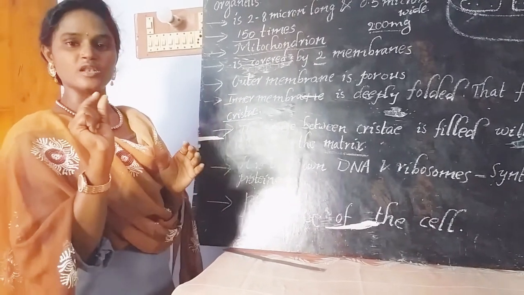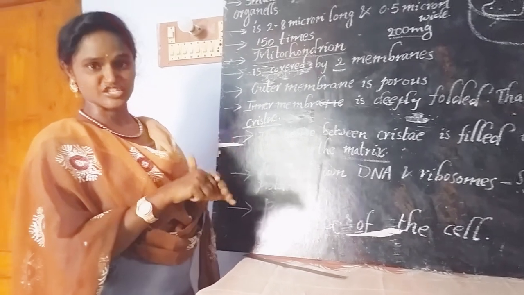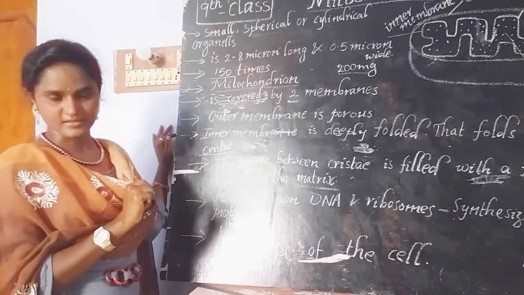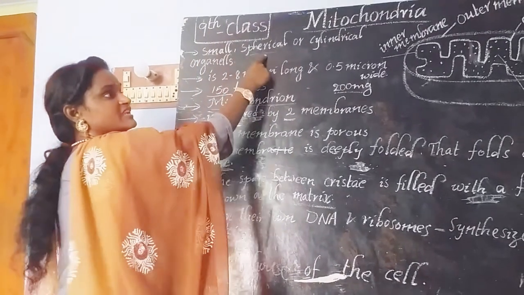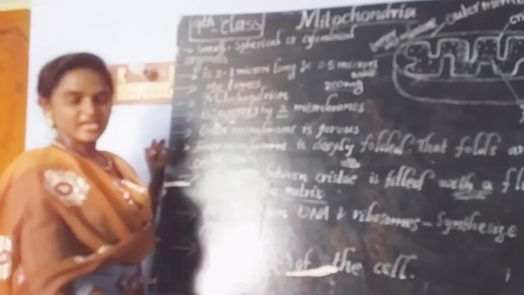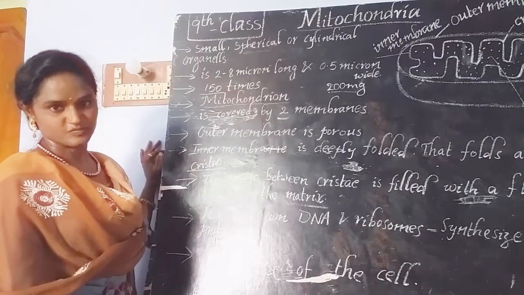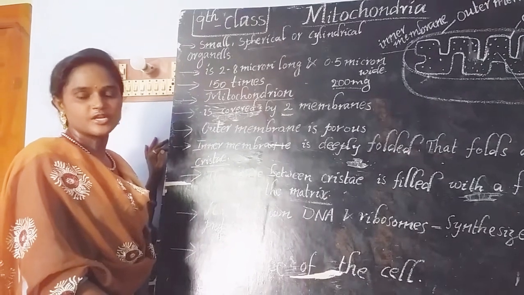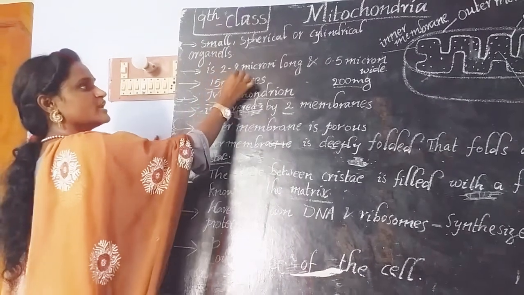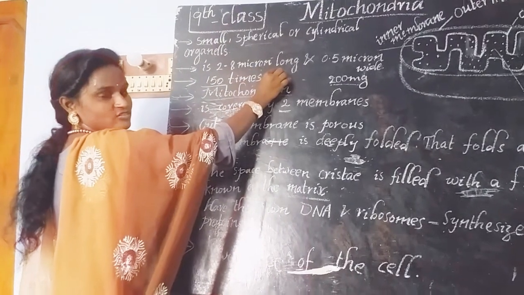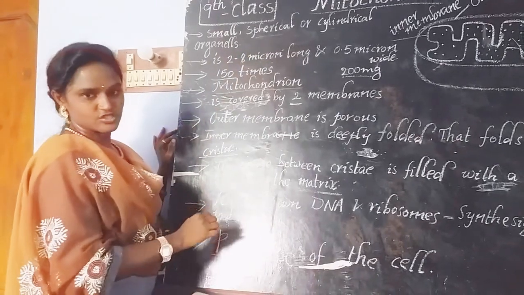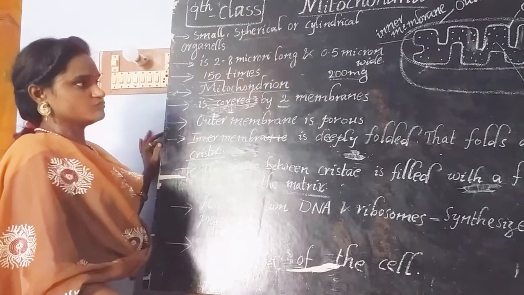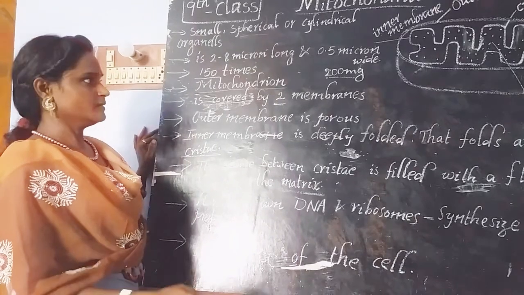Then you find small granule-like structures which are spherical or cylindrical in shape. These are very small cell organelles which appear in spherical or cylindrical shapes, and they are scattered in the cytoplasm. If we talk about the size of the mitochondria, under the electron microscope we find them 2 to 8 microns long. The length of the mitochondria is 2 to 8 microns. About 0.5 microns is the width.